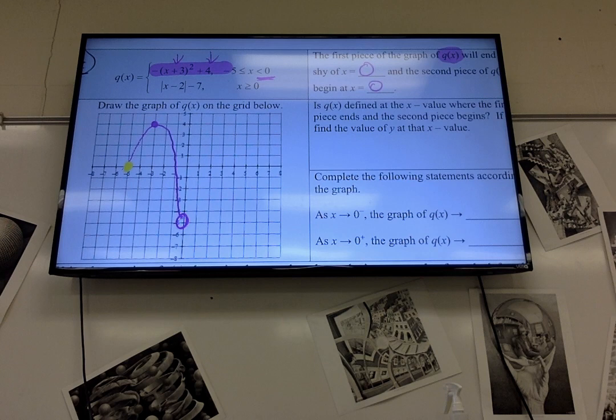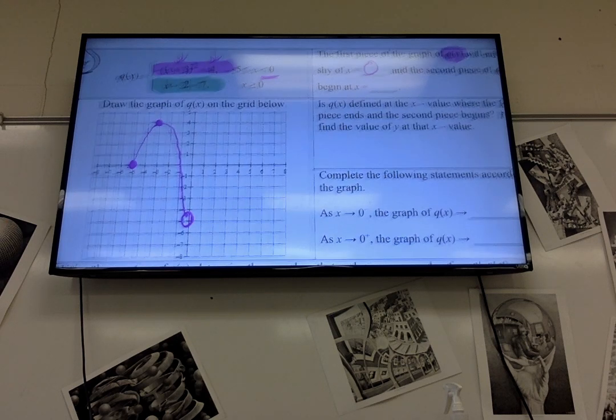We good? Go ahead. It says it begins at x equals 0. Wouldn't that be y equals 0? Yes, it would be. Why is it saying x? Oh, the second piece. Sorry, that's my bad. The second piece, I read that wrong, is referring to this other graph. So that's the second piece of q of x.